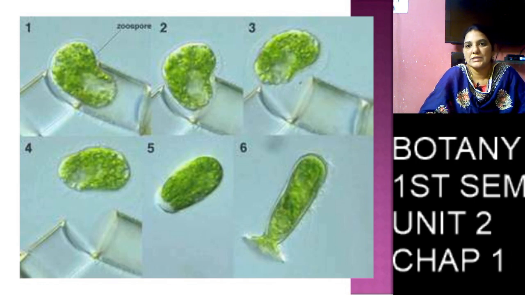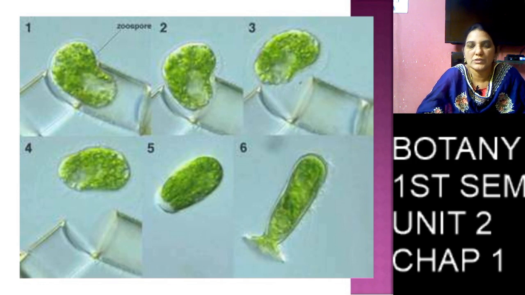Then the next one is asexual reproduction. Here, in asexual reproduction, they form zoospores. We can see the clear picture here.